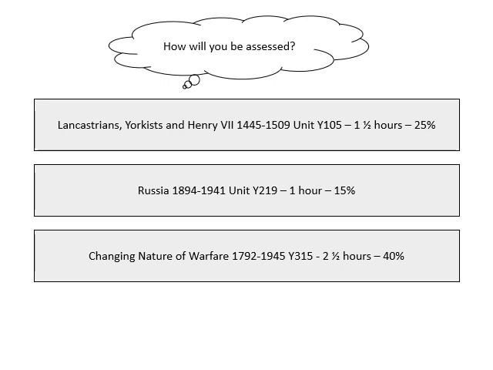The Changing Nature of Warfare 1792 to 1945 unit is a 2.5-hour exam and makes up 40% of your final grade. Within this exam, you answer a compulsory question which is based around the validity of historical interpretations, and then you have a choice of 3 essays out of which you must answer 2.